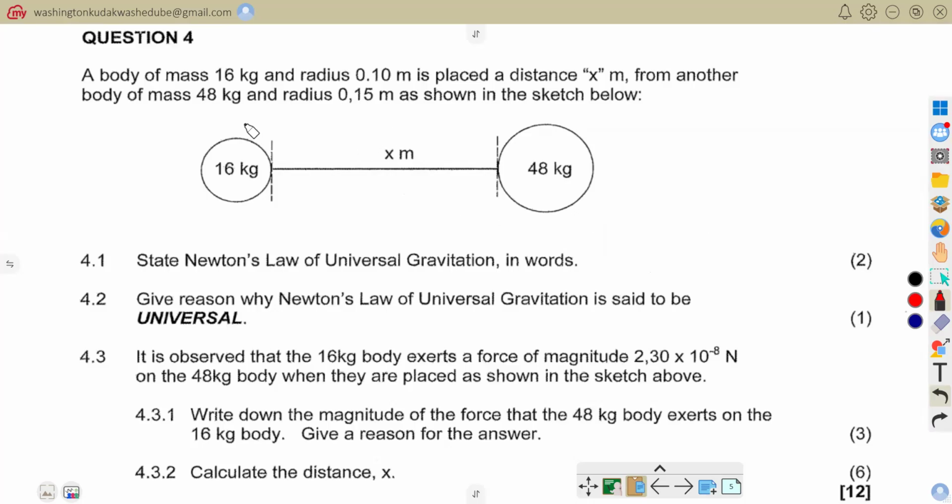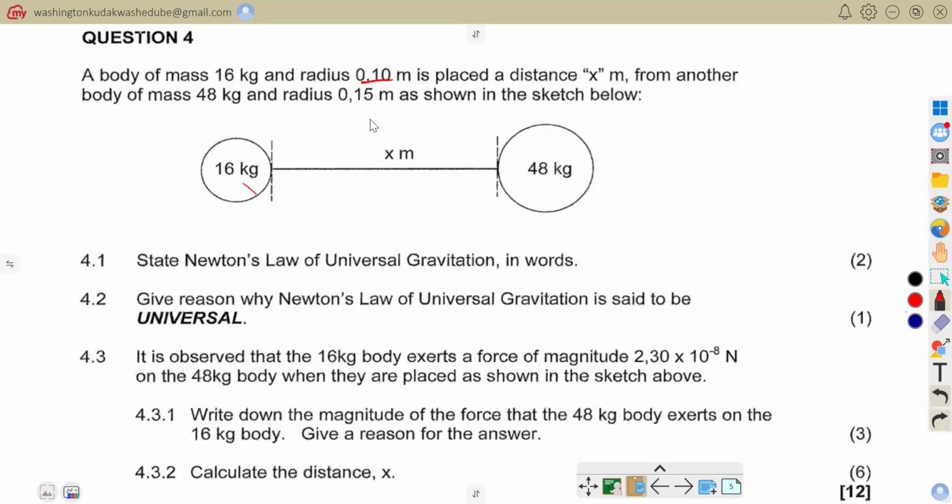So this was saying: a body of mass 16 kg and radius of 0.10 meters is placed a distance x meters. So this is the 16 kg body that has a radius of 0.1 meters, and it is placed x meters from another body that has a mass of 48 kg and a radius of 0.15 meters, as shown on the sketch.